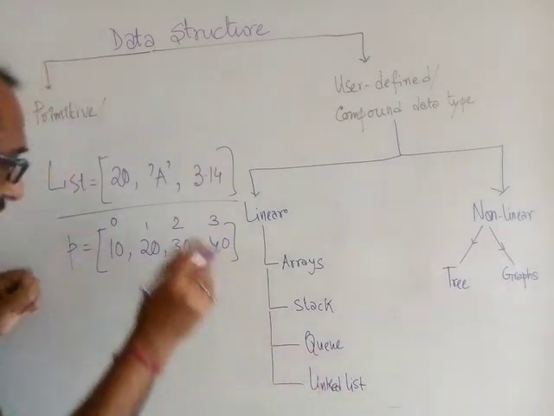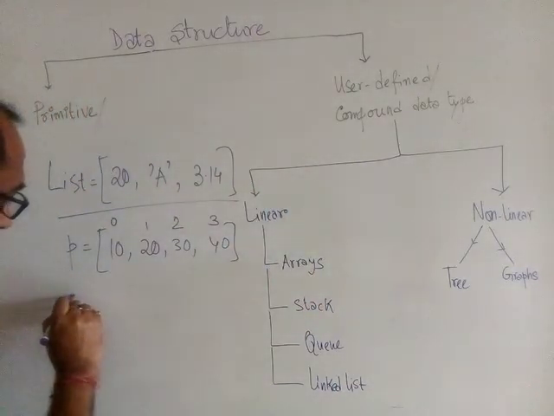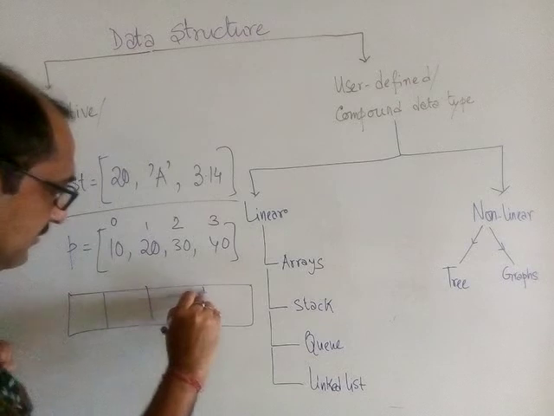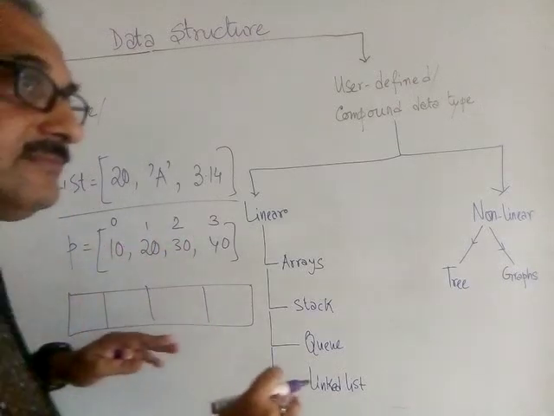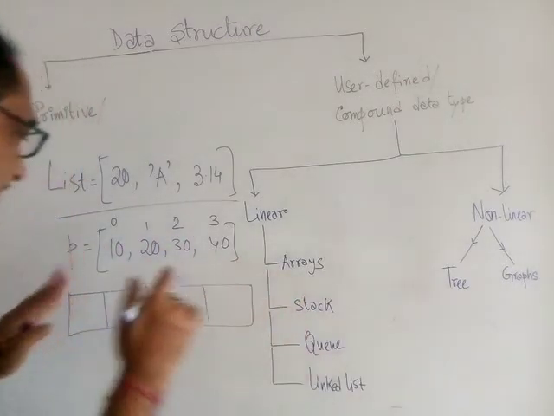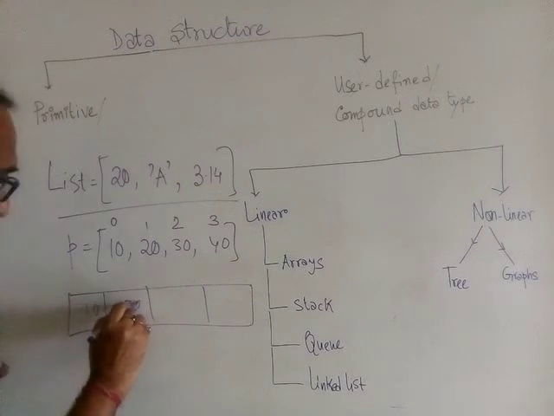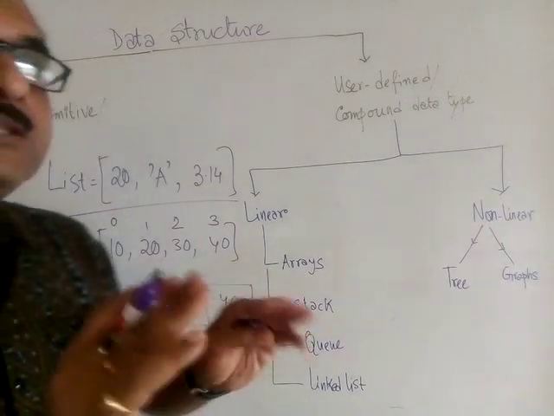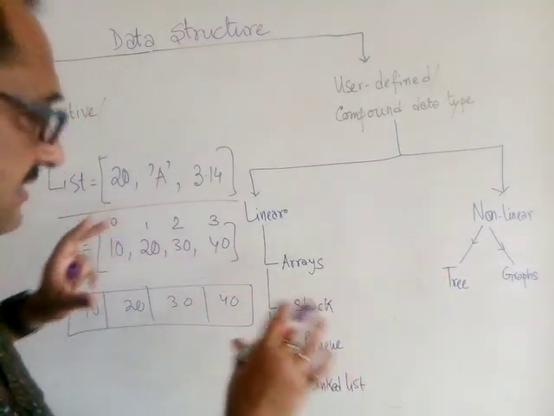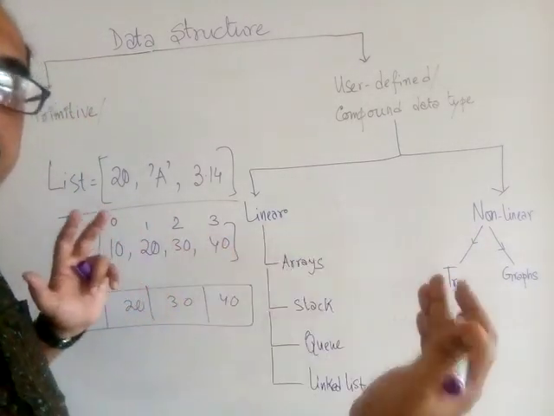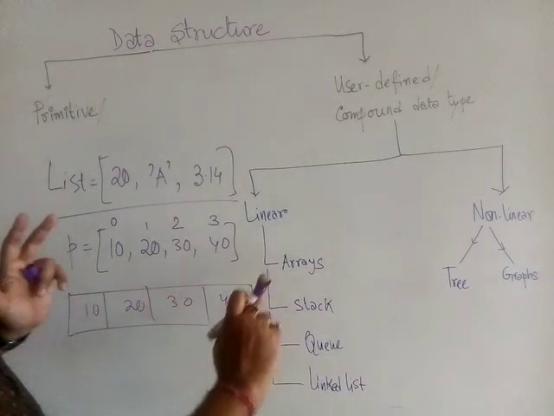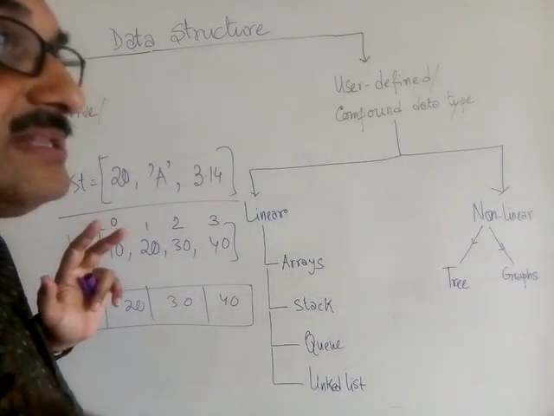But if we draw it in a diagram, how will it look? It will look like this. That means we can also represent an array this way, like 10, 20, 30, 40. They are stored in different cells of the memory. If I imagine that these 4 cells are taken out from the RAM, then these elements are stored in consecutive cells, right?